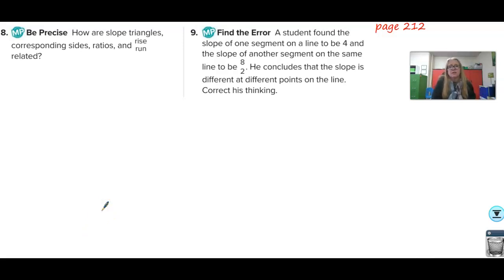A student found the slope of one segment on a line to be 4. Okay, so we have a slope of 4. Another student found the slope of another segment on the same line to be 8/2. He concludes that the slope is different at different points on the line. Correct his thinking. Well, what did he forget to do here? He forgot to reduce this.